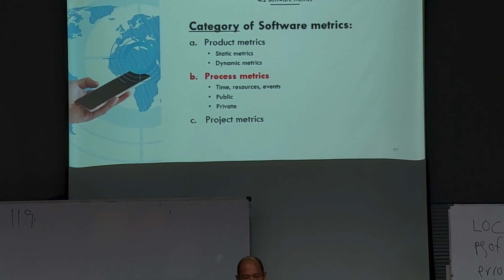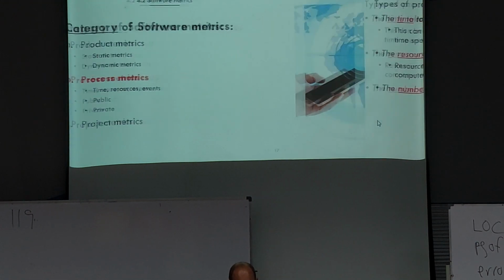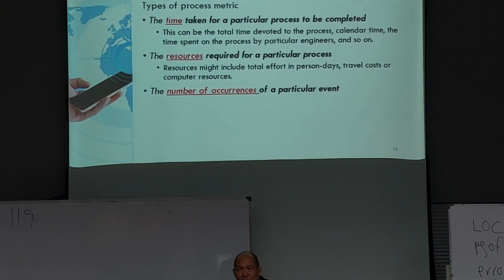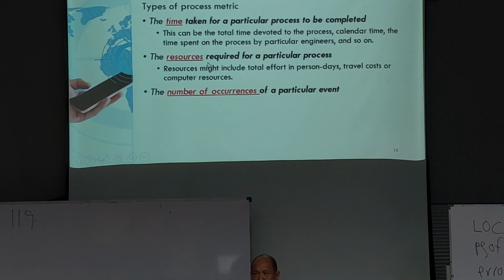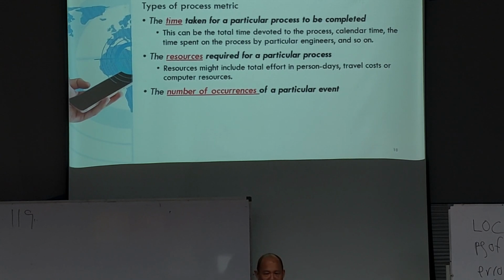Okay, so now let's look at process metrics. For software process, what are the things that you can measure? There are 3: the time taken for a particular process to be completed, the resources required for a particular process, and the number of occurrences of a particular event. So these are the 3 main things that you can measure for process: time, resources, and number of occurrences of a particular event.